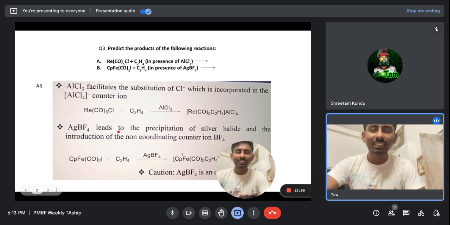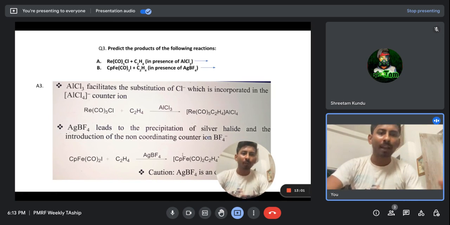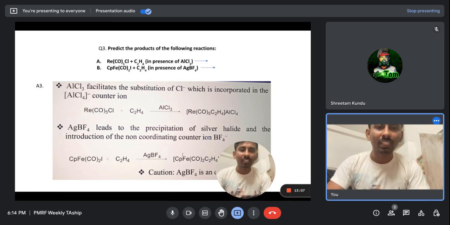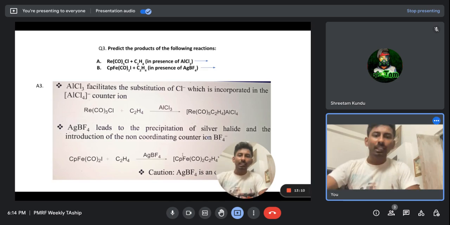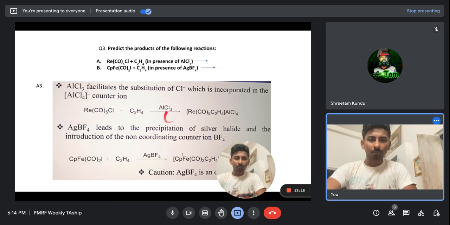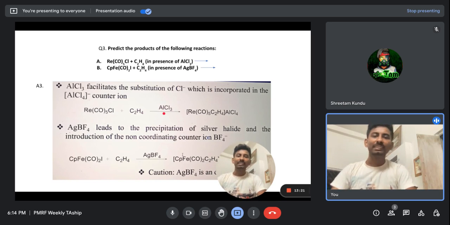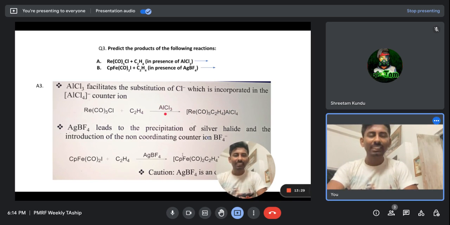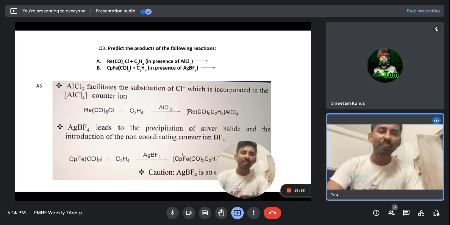AlCl3 then produces the AlCl4- anion. This AlCl4- counter anion is very stable, and it is well incorporated in the product also. So what happens in this case? The C2H4, the ethylene moiety, attacks the rhenium center with release of Cl-, which is facilitated by the presence of this strong Lewis acid, AlCl3. So the product here is C2H4Re(CO)5+ and AlCl4-. Instead of AlCl3, several other Lewis acids can also be taken, such as BF3, BCl3, FeCl3 or titanium chloride.